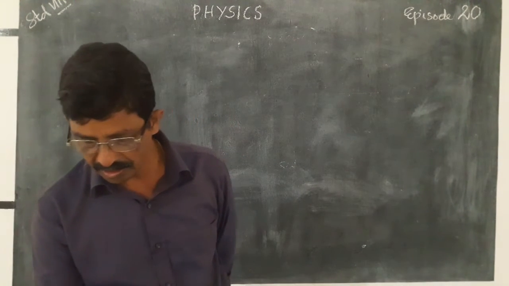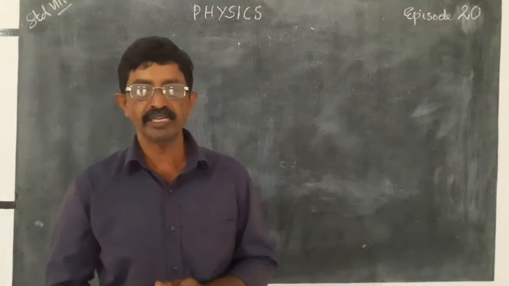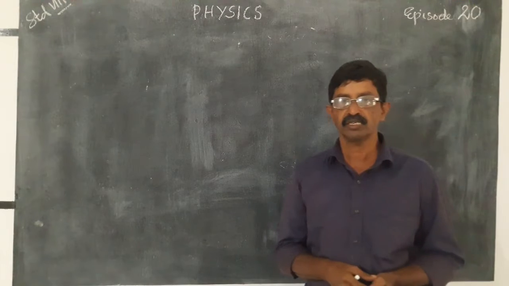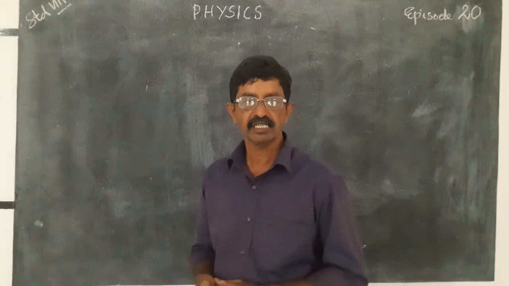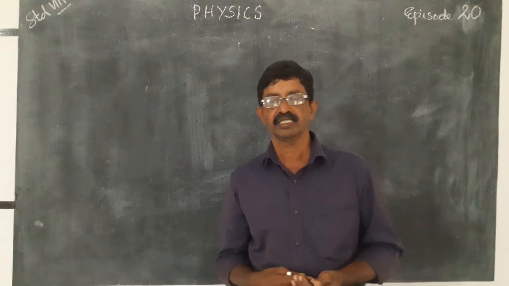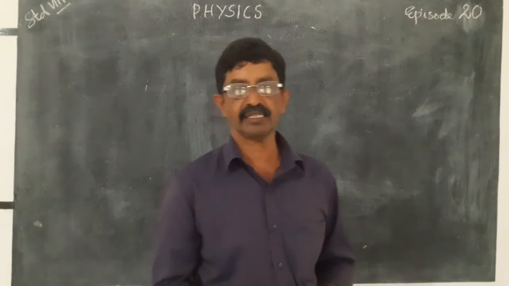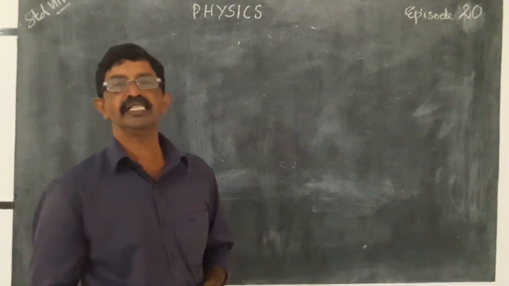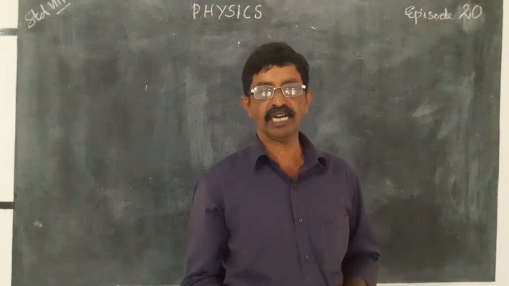Now, light is reflected from all surfaces. Even if the surface is irregular, reflection still takes place, but the reflected rays may not be parallel in that case. In the case of a smooth and plane surface, reflection is regular and the reflected rays are parallel.